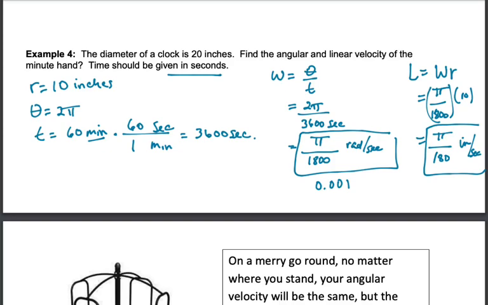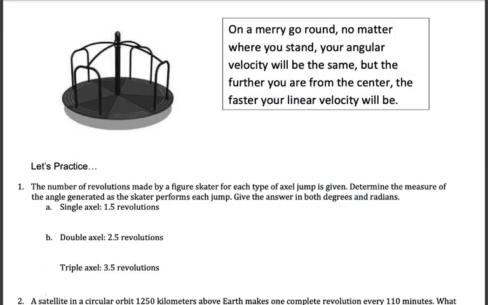Let's do another example. This next page is starting with some practice problems. You might want to do these practice problems on your own and then just check your answers with us, or you can listen to me walk through them. What's in this little box right here is a good example of explaining the difference between angular and linear velocity. On a merry-go-round, no matter where you stand, your angular velocity will be the same, but the further you are from the center, the faster your linear velocity will be.